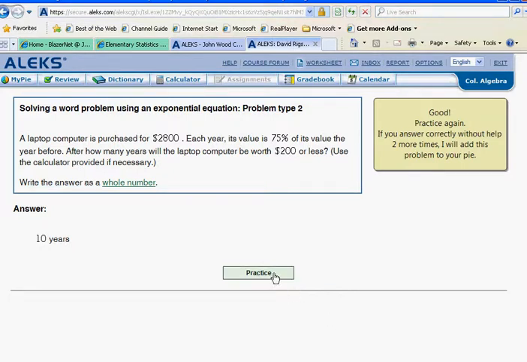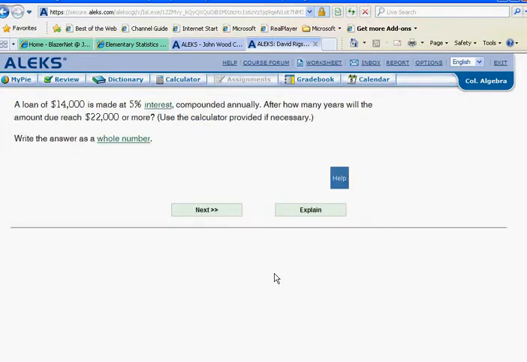Shall we look at one more of these? Okay, now we're back to more of a compounded interest problem, so we'd want to just continue with that. This is ALEKS statistics, solving a word problem, exponential equation type 2.